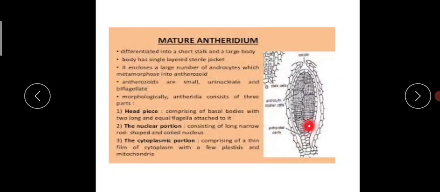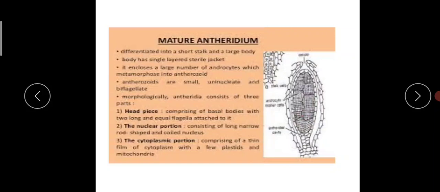And this jacket layer encloses within it a mass of androcytes. These shaded portions are the androcytes. So the single jacket layer encloses a mass of androcytes, and these androcytes metamorphose into antherozoids. Antherozoids are the male gametes. So antherozoids are rod-like and biflagellate structures. So that is about the structure of a mature antheridium.